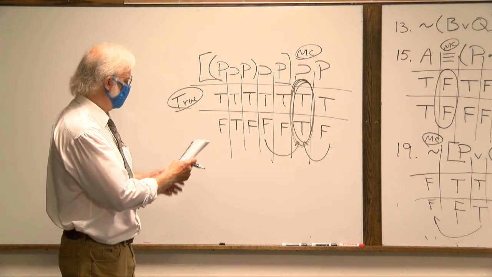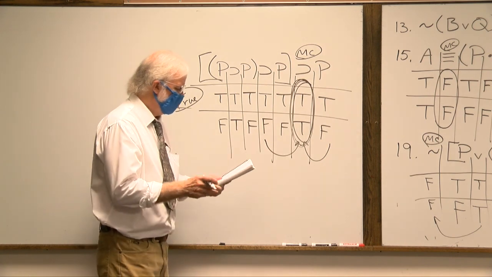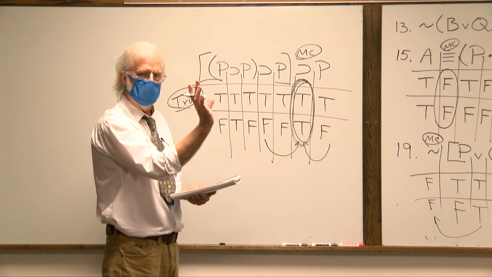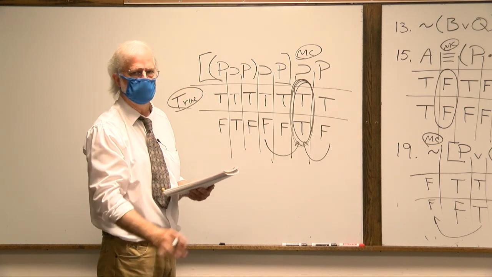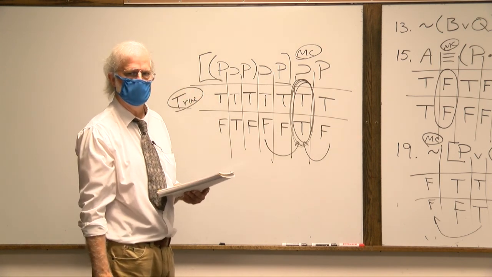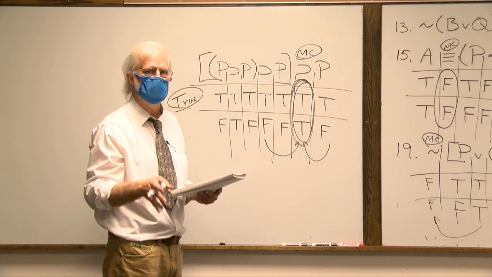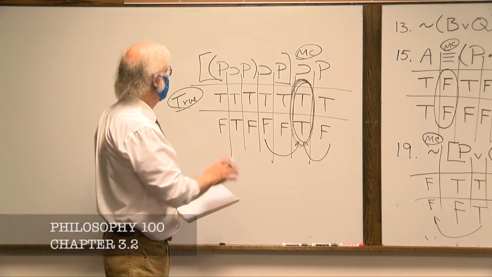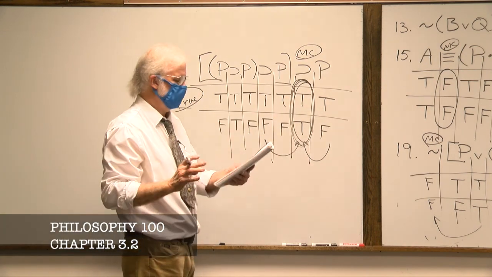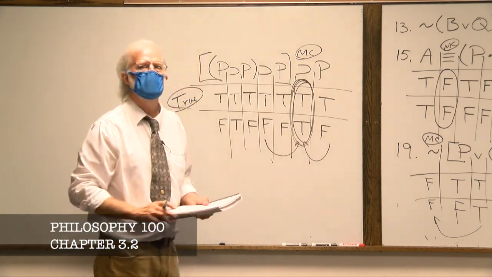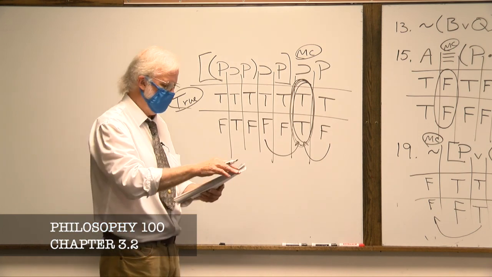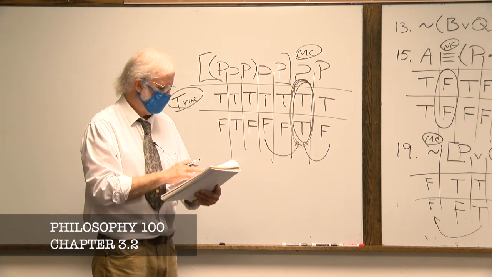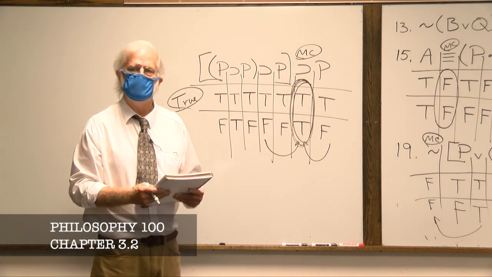Now, here's an interesting question. Looking at 22, we see it's the same formula, but one set of parentheses is moved over. Does that matter? I'm going to leave that for you at home to work through. Don't make any assumptions. Do the same process for number 22 and see what the truth value of it is. That completes our exercises for 3.2.